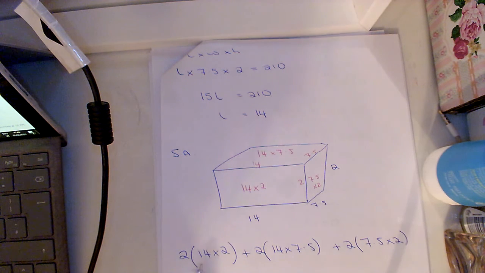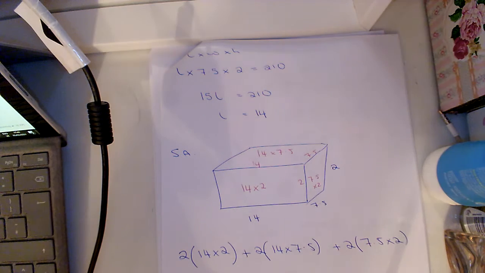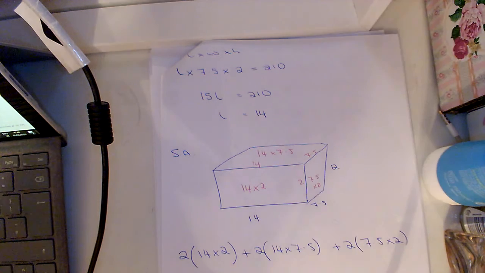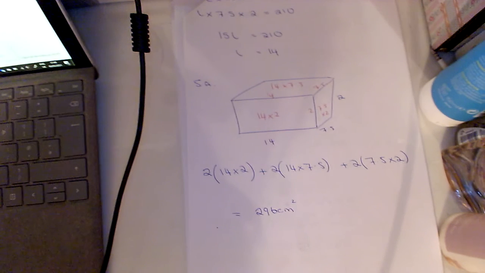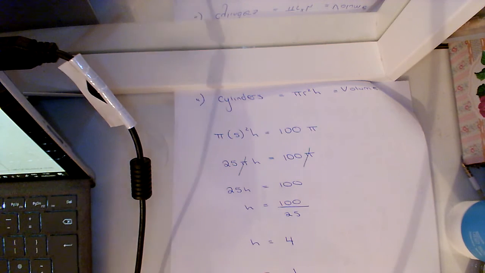And it's going to be 2 times 14 by 2 because I have two sides, plus 2 times 14 by 7.5 top and bottom, and then I have 2 times 7.5 by 2, and I get my answer to be 296 centimeters squared.